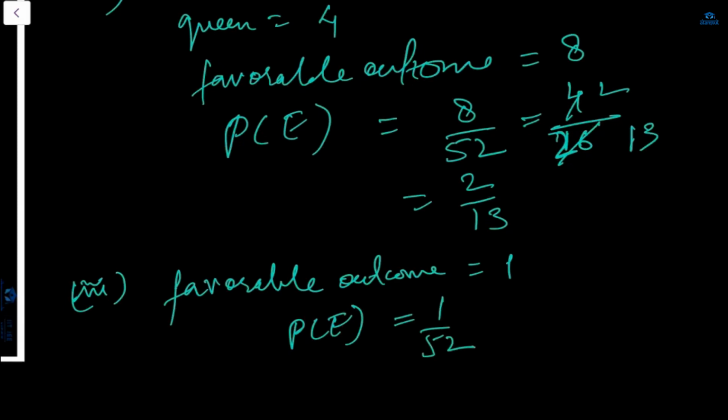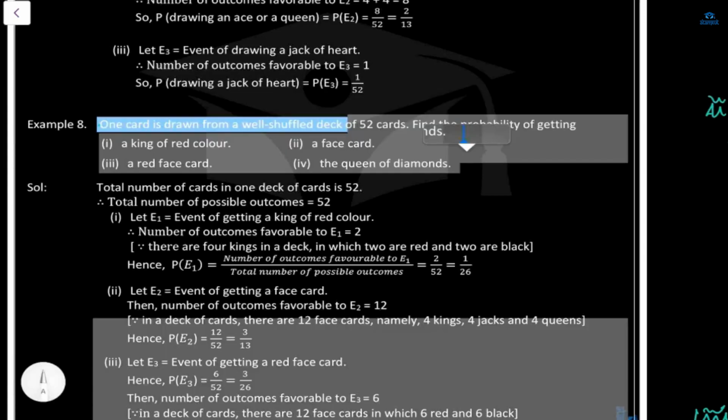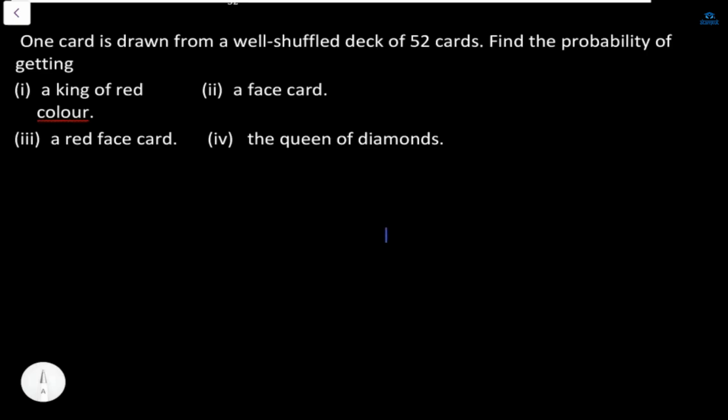Now try to do this question, Safiya, and then tell me the answer. One card is drawn from a well-shuffled pack of 52 cards. Find the probability of getting a king of red color, a face card, a red face card, and a queen of diamonds. Safiya, this is the question that is on your screen.